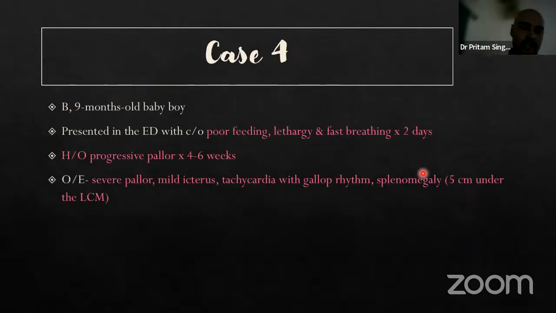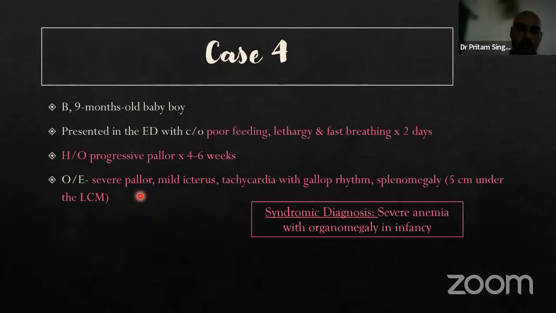So coming to the fourth case, it is again a young baby, a 9-month-old infant boy, presented to the emergency department with complaints of poor feeding, lethargy, and fast breathing for just the last 2 days. When you probed, the mother also told that she has noticed the baby getting progressively ill for the last 1 to 1.5 months. On examination, the baby had severe pallor, mild icterus, tachycardia with gallop rhythm. The child is in CCF, and has splenomegaly, which is quite big, around 5 centimeters below the costal margin.